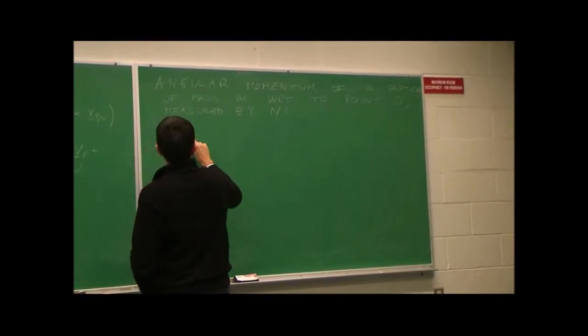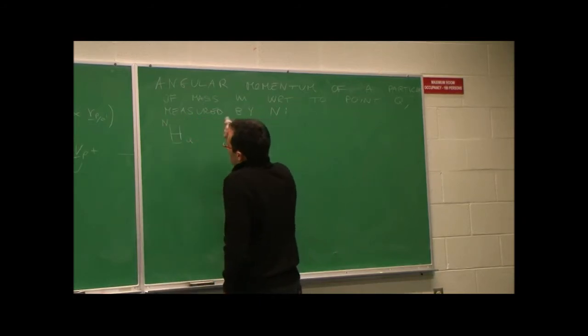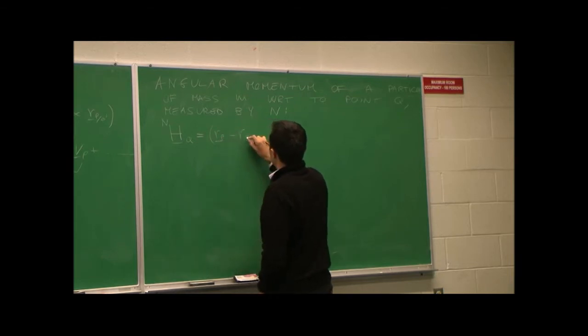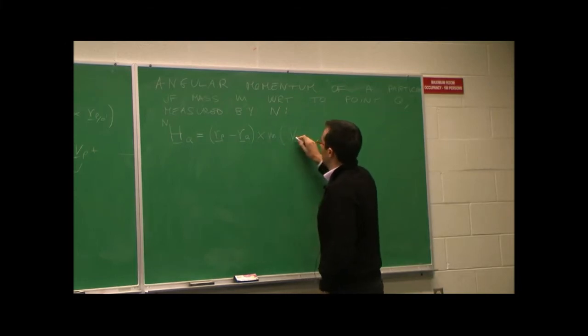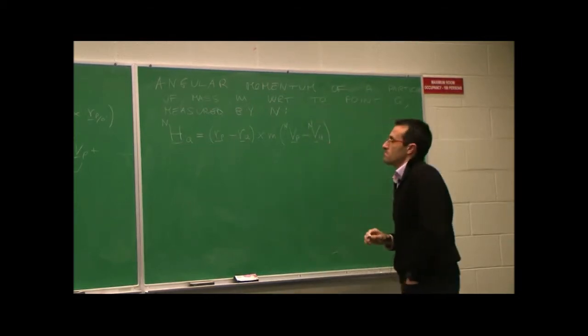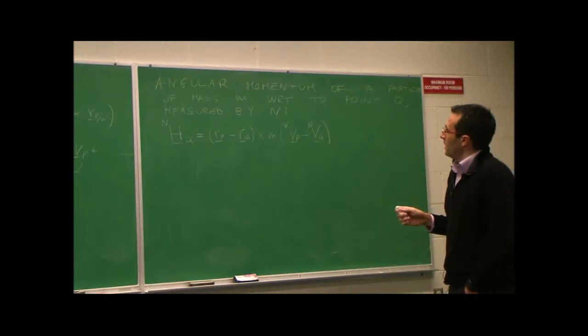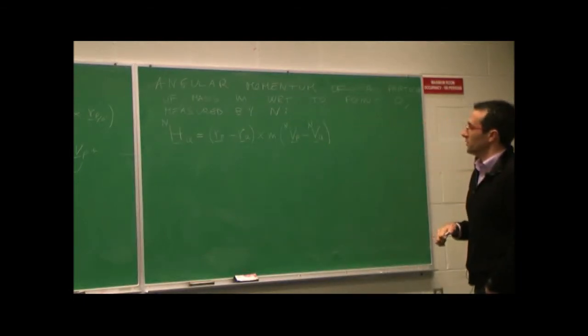So H, computed with respect to a generic point Q, seen by an observer that is inertial, or any observer really, but we care about the inertial here, is defined as position of the particle minus position of that point Q you've chosen, crossed with mass of the particle times velocity of the particle with respect to the same observer, minus velocity of that point I've chosen with respect to the same observer. That's how it's defined. Of course, if this point Q is fixed, this goes away, it simplifies, but in general, it's not fixed.